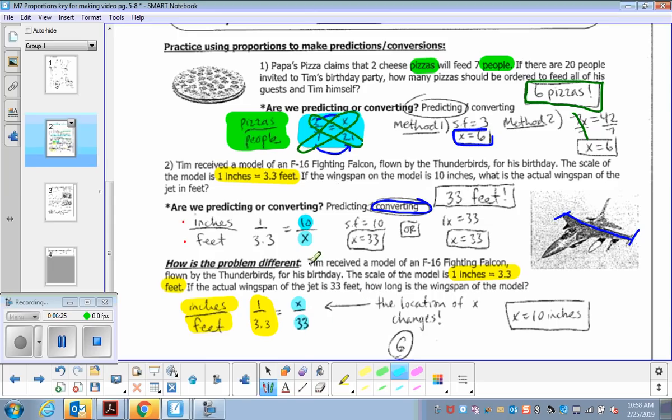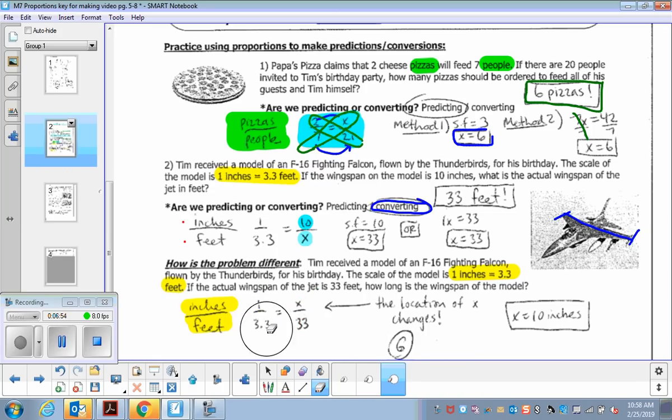So you just got to be careful and read the problem and figure out, where is our unknown? Is it in the numerator with what you've set to the numerator, or is it in the denominator? If we go back up to the pizza problem real quick, the unknown was the number of pizzas that should have been ordered, and that was in the numerator up here. Now down here, if we were given that the actual wingspan of the jet is 33 feet and we're trying to find the inches, we can cross multiply and divide.